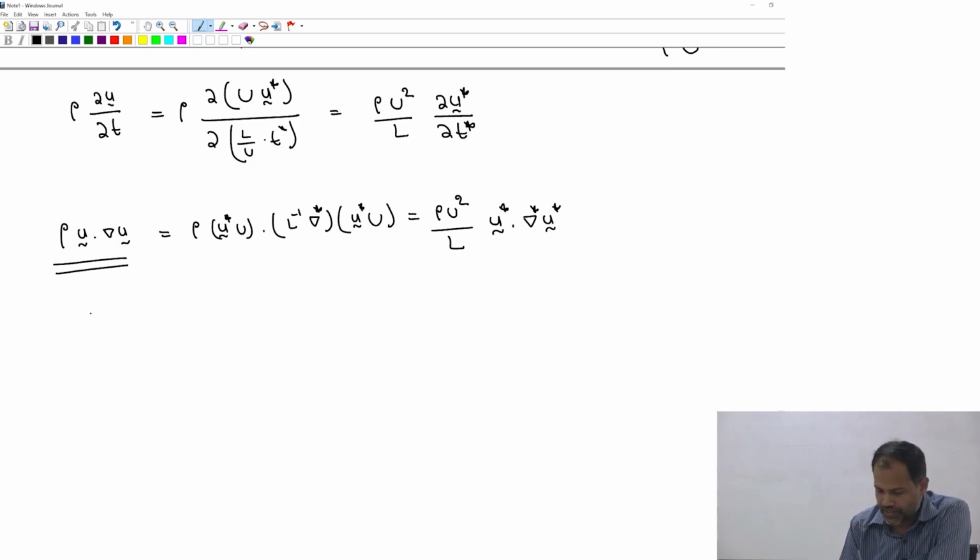Pressure term. So let's look at pressure. Pressure is what? Minus grad P.